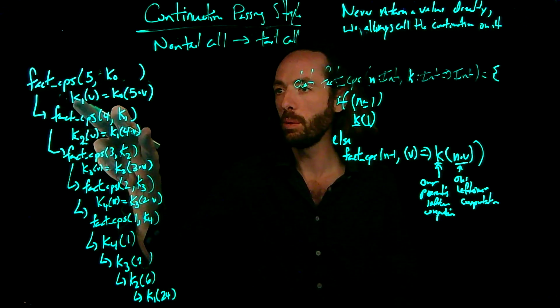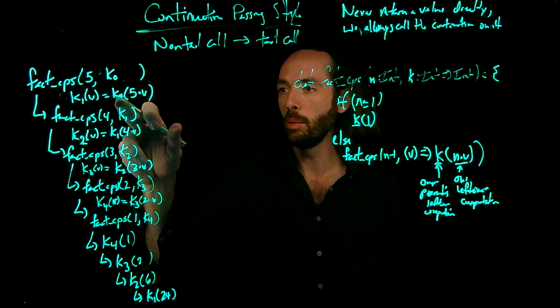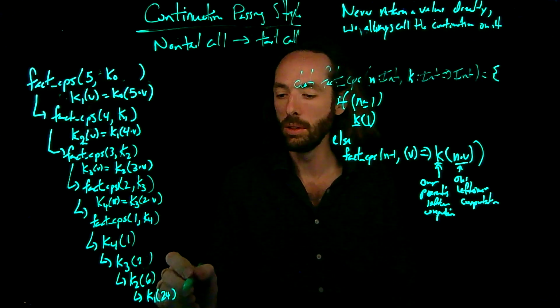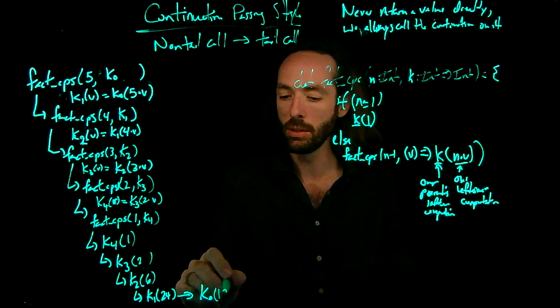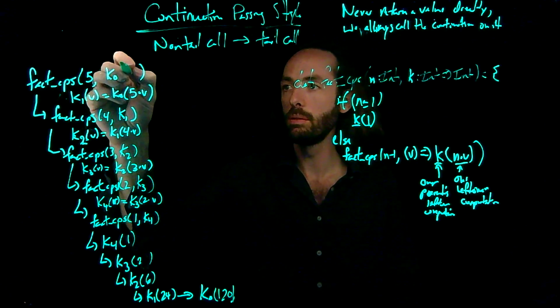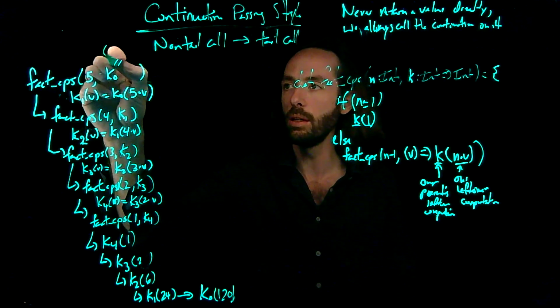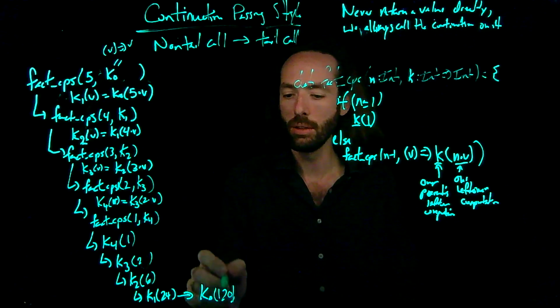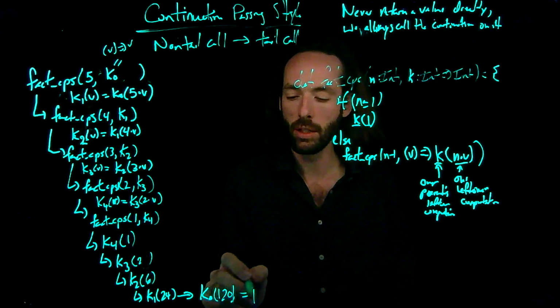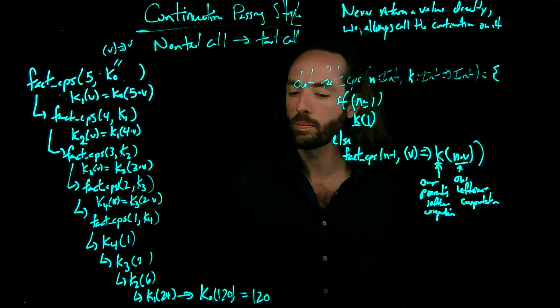And K1, what does K1 do? K1 takes a number and applies K0 to 5 times that number. So we get K0 of 120. Right? And then what is K0? I said that this was the identity function, right? So all it does is return the number. So K0 of 120 is just going to be 120.